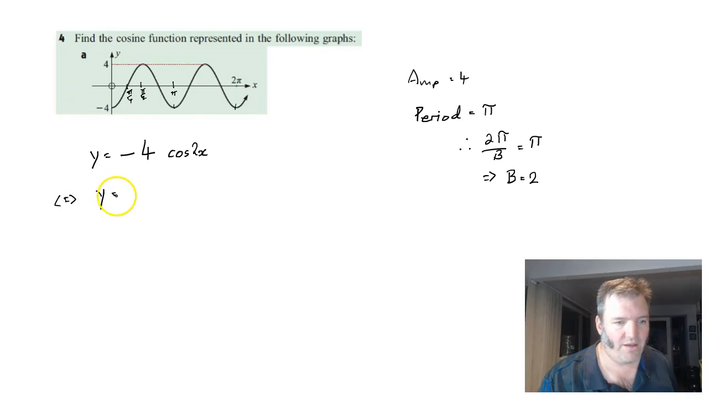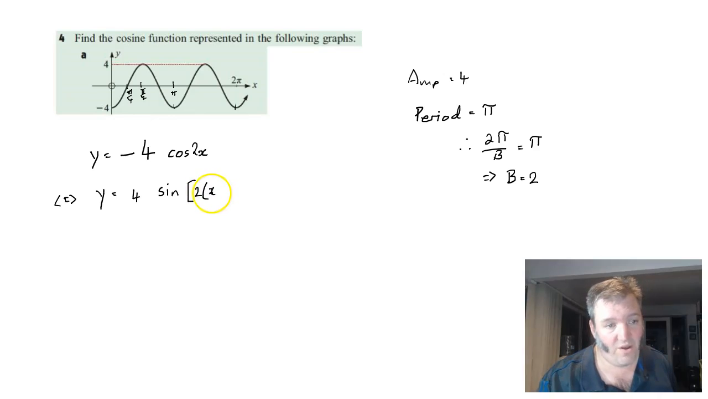What else could we say? y equals 4 sine, 2 sets of brackets, 2x, and if we wanted to move pi over 4 to the right, I've got to write minus pi over 4 here. And we've got that one.